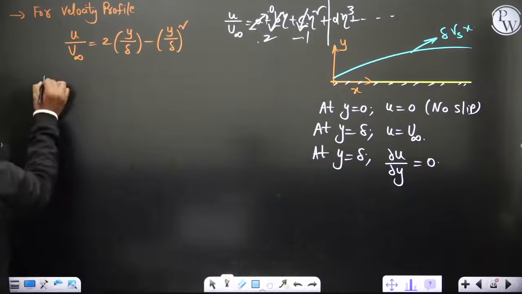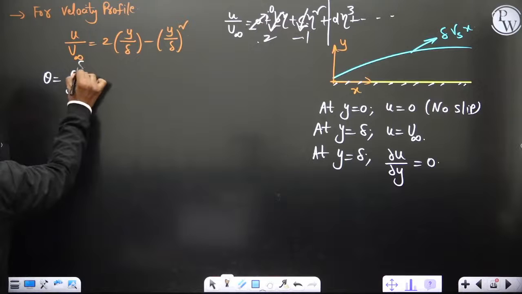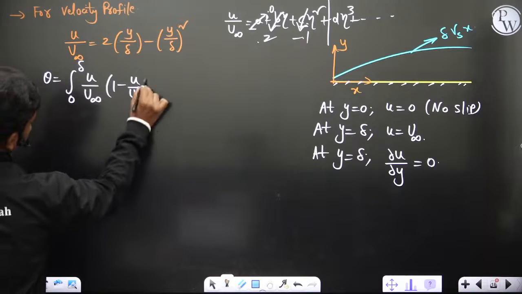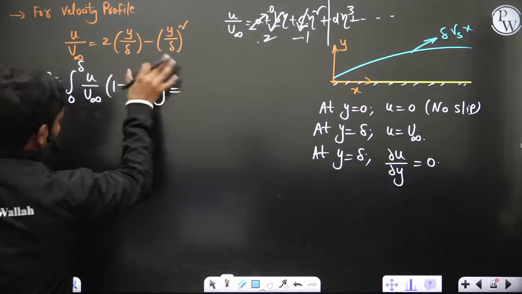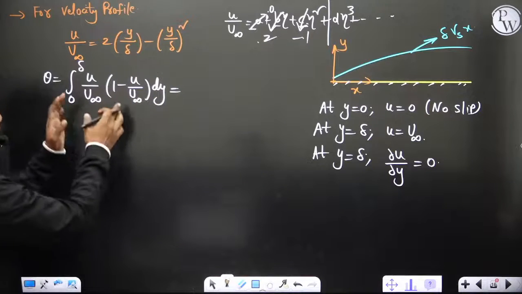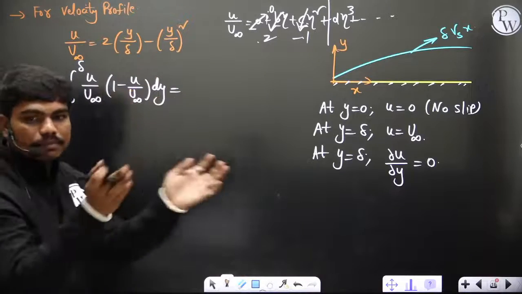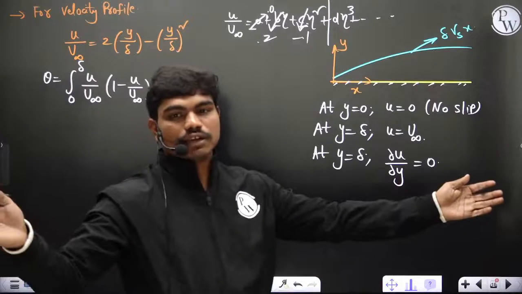Now, if you calculate theta for this, if you do the integration from 0 to delta of u by u infinity times 1 minus u by u infinity dy, it is a very simple integration. You need not do much. You keep this term here, 1 minus this, you multiply them, and you will get some 6-7 terms. Just integrate.